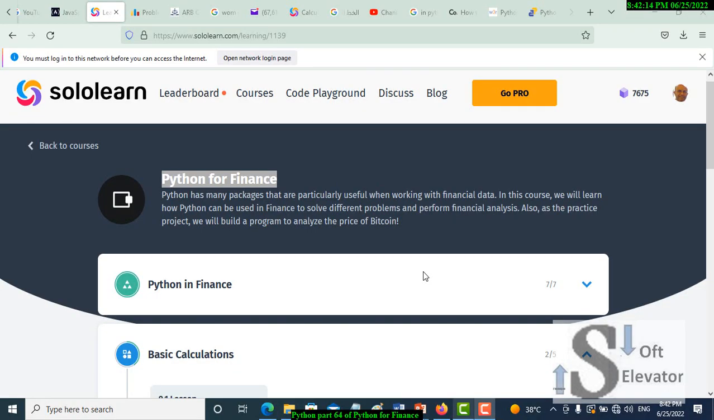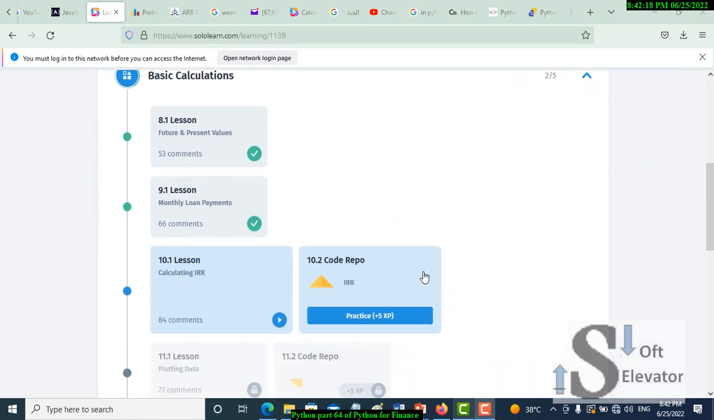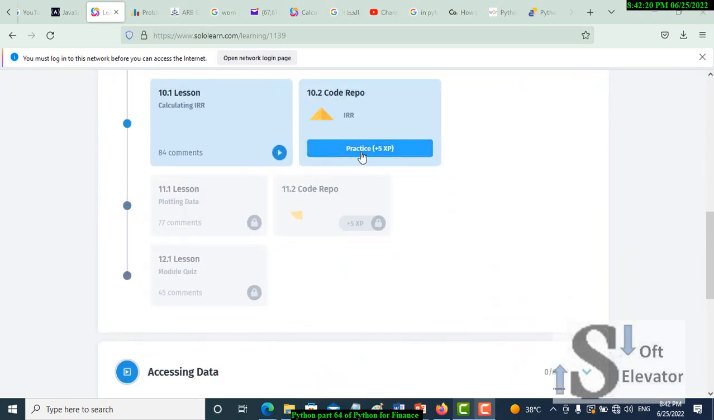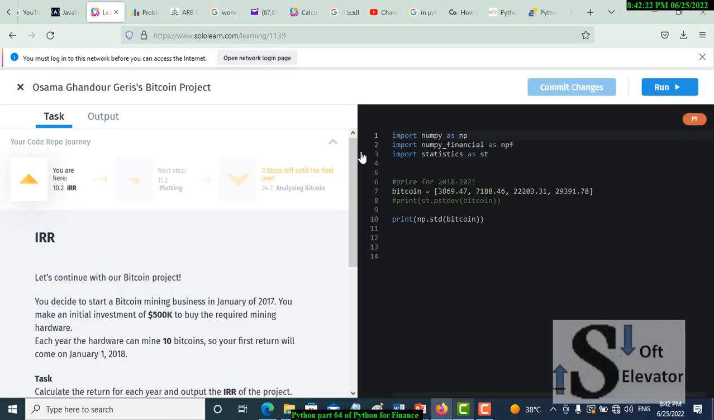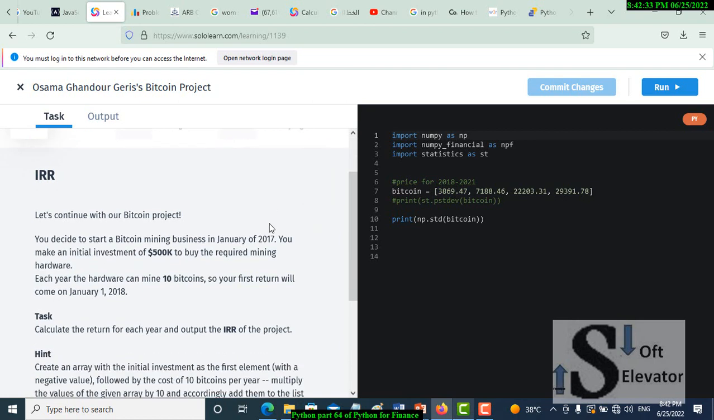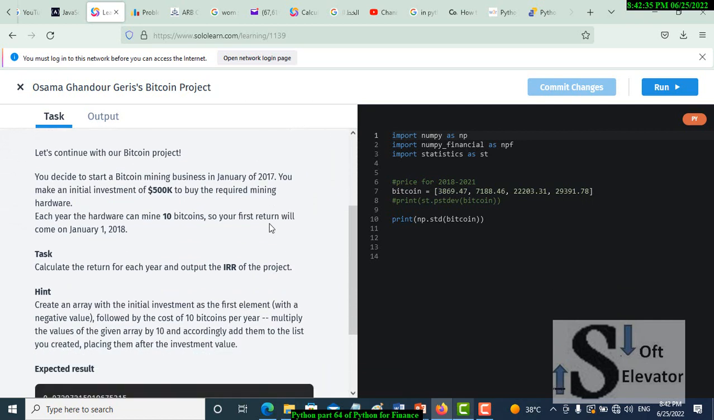Now we are going to complete our Python in finance course. So we have to practice this project about IRR, internal rate of return. Internal rate of return challenge. Let's continue with our Bitcoin project.